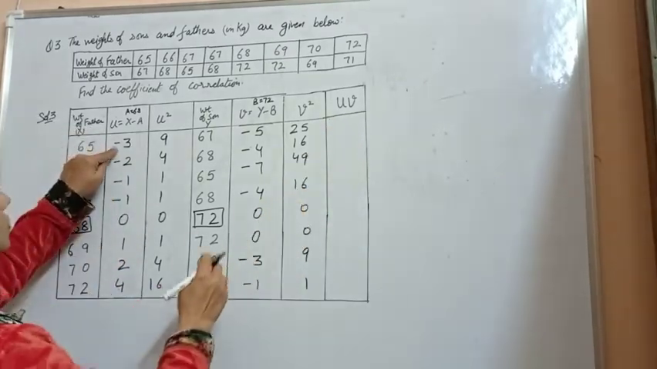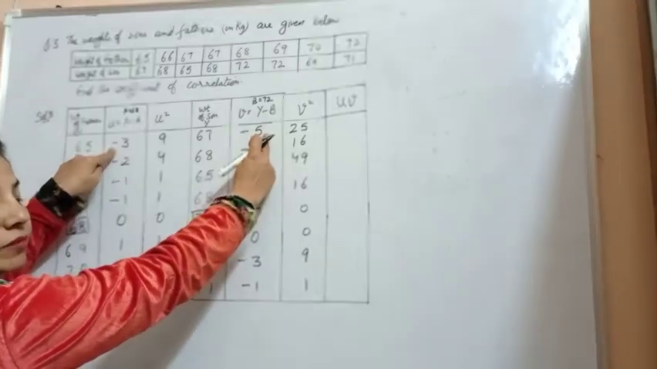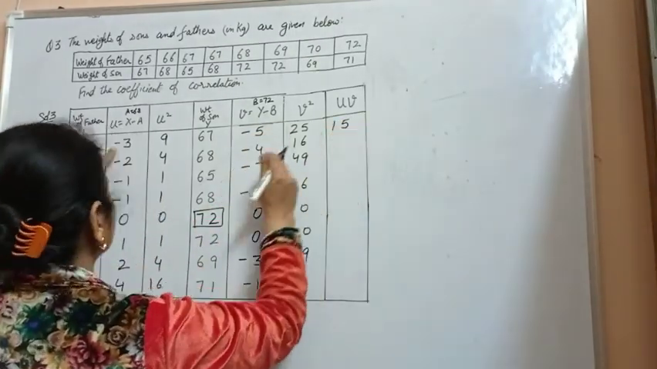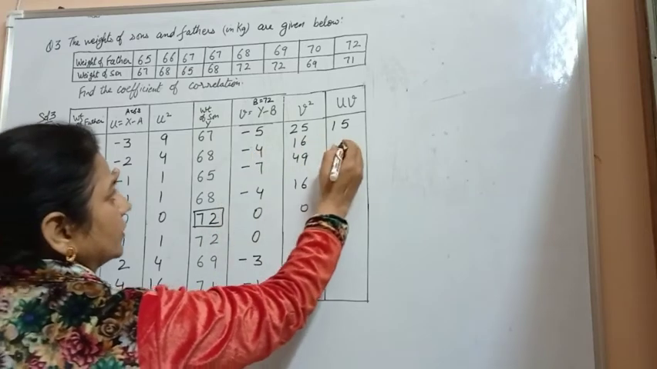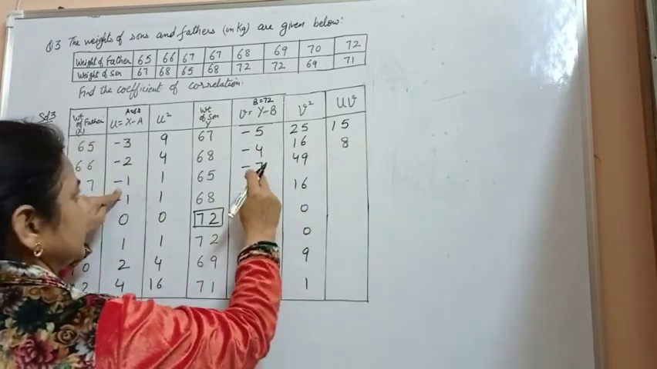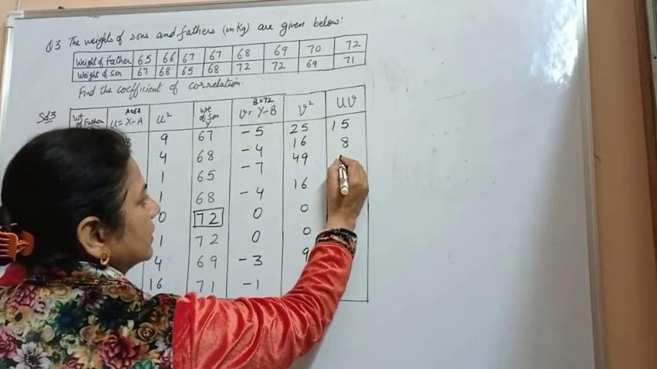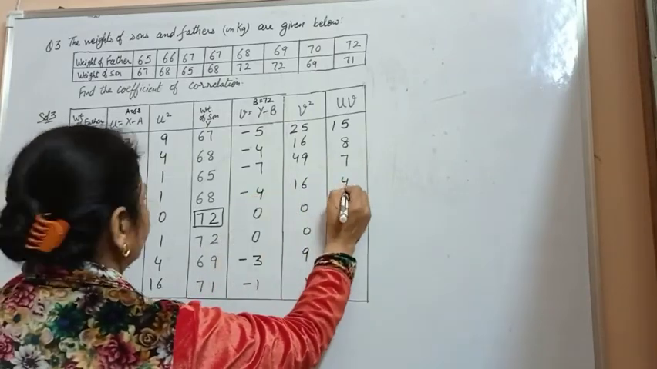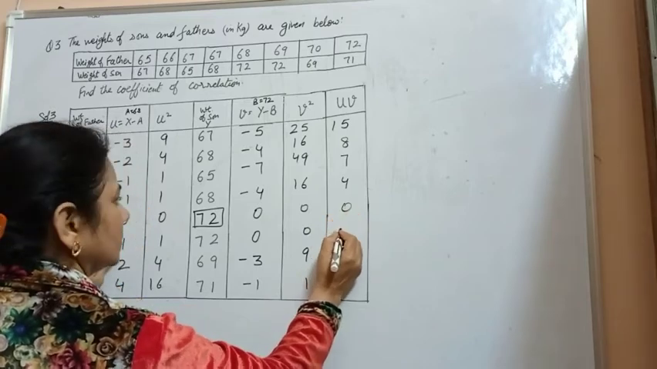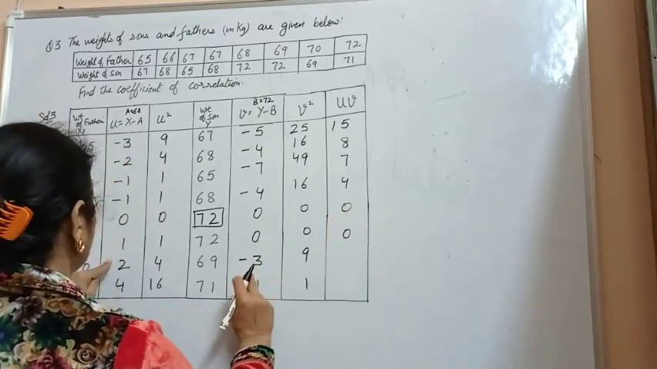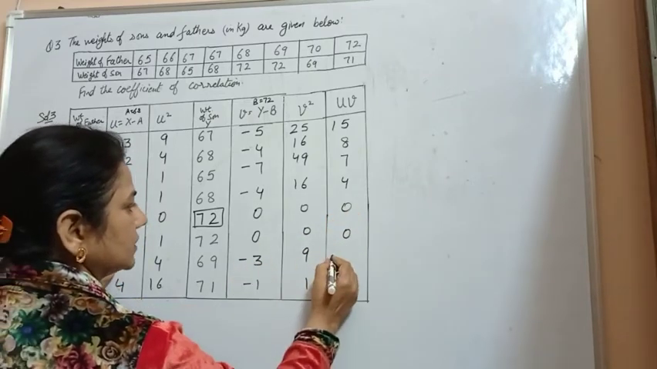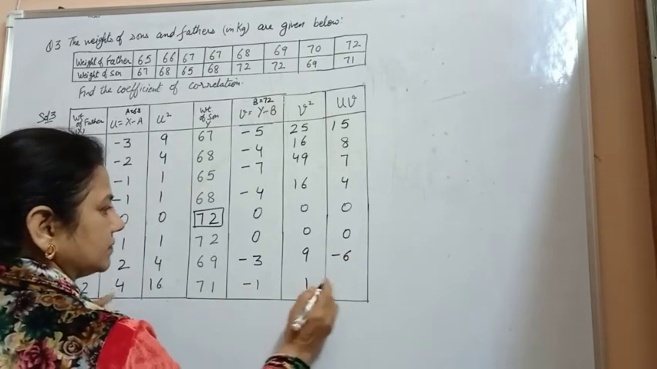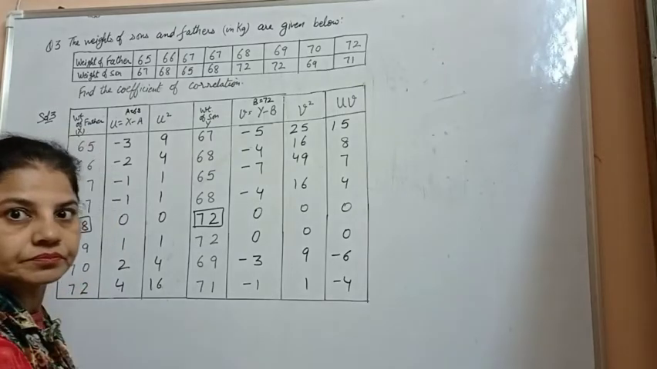This is U and this is V. Take the product of UV. Minus 3 into minus 5 is 15. Minus 2 into minus 4 is 8. Minus 1 into minus 7 is 7. Minus 1 into minus 4 is 4. 0, 0. Then 2 into minus 3 is minus 6. 4 into minus 1 is minus 4.